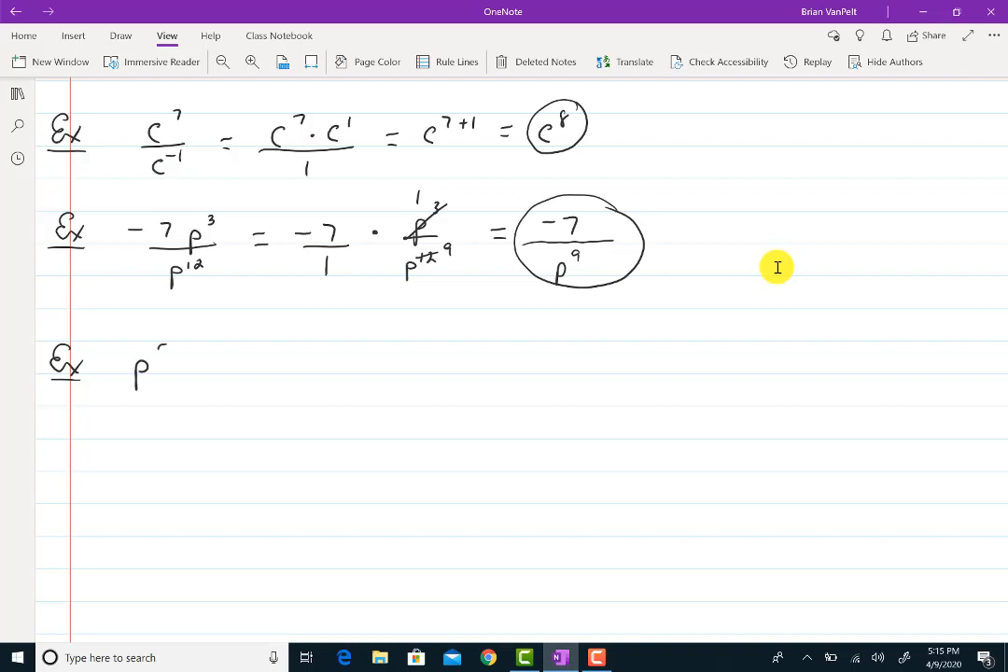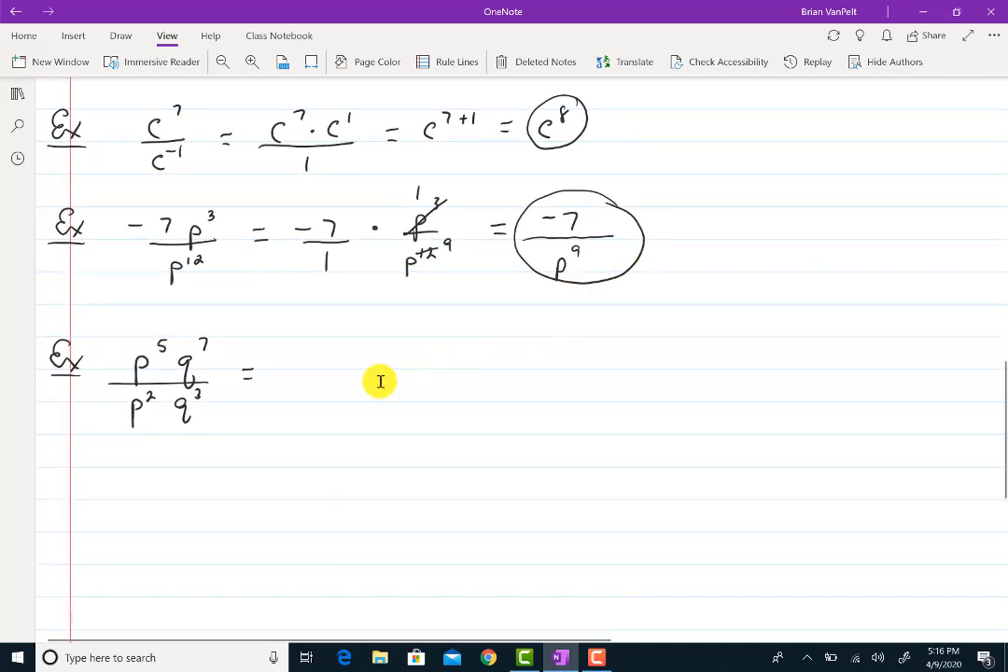Next, I have p to the 5th, q to the 7th, divided by p squared, q to the 3rd. And this is no different from the other ones. Now, when you're working the exponents, you want to make sure that the bases are the same. So when I do my exponent subtracting, I'm only going to work with p's and p's, or I'm only going to work with q's and q's. So I'm looking at this p to the 5th over p squared. That guy right there.